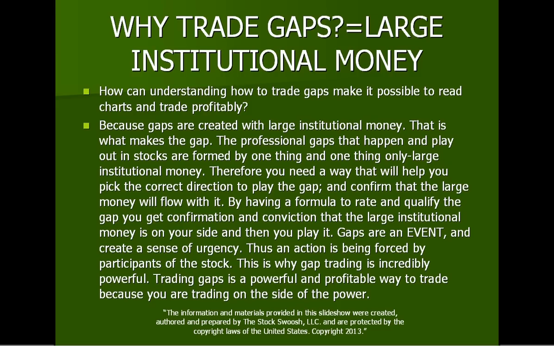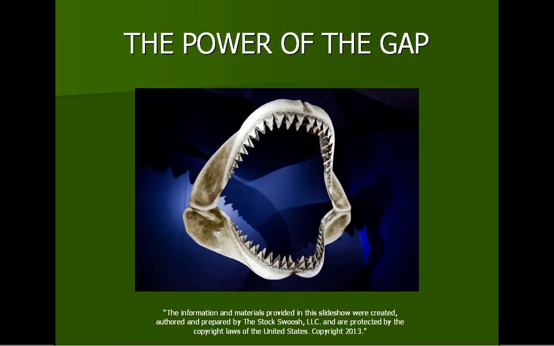Like when someone gets upset when a stock gaps down and they're long it and it just lost $10 in value, like we saw in the line. So an action is being forced by participants of the stock. And this is why gap trading is incredibly powerful and profitable to trade. Gaps create the momentum, and trading gaps is a powerful and profitable way to trade because you're trading on the side of the power. So let's look at some examples about the power of the gap.